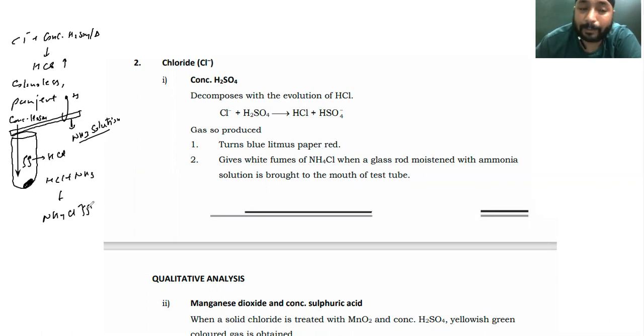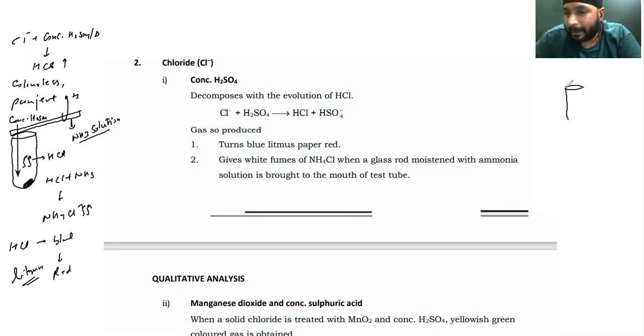So suppose this is the glass rod, the white fumes are coming out of it and forming over there. You'll come to know that okay, I do have HCl gas coming out. One more thing, this HCl is acidic in nature, which turns blue litmus into red. Getting it? Simple, right?